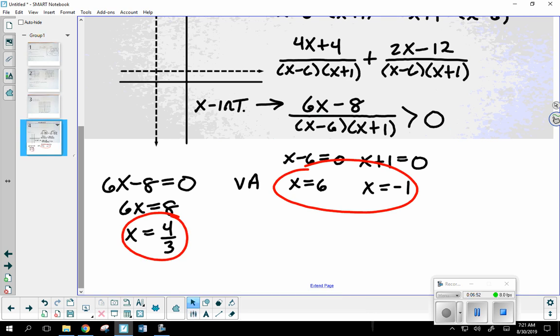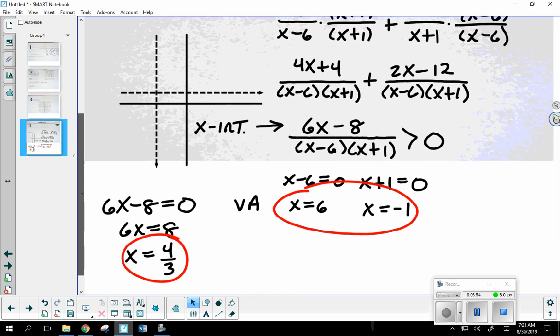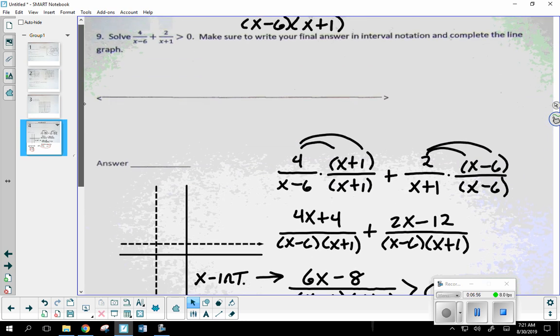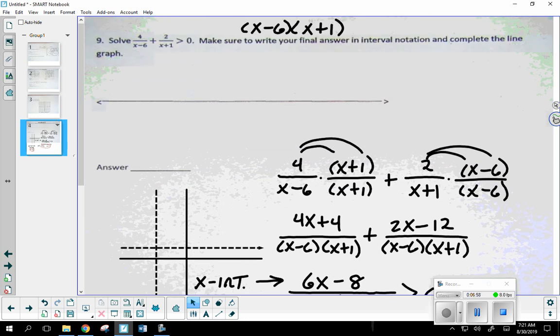Okay, so I'm going to come up, and then we want to make sure that they're in the correct order. So this line right here represents my sign chart. I'm going to say negative 1. We had a positive 4/3, and then we had a 6. We always go in order from least to greatest.